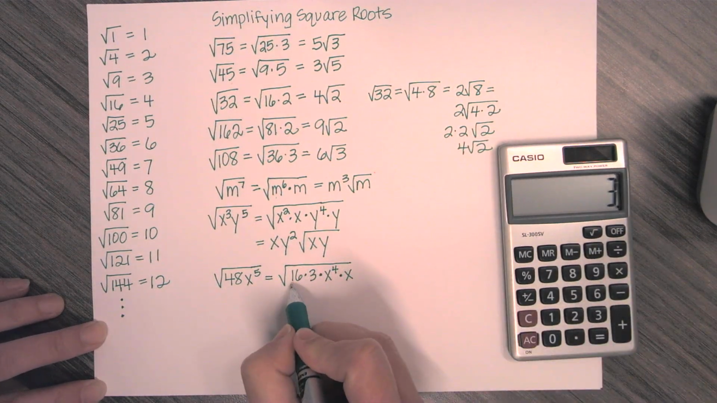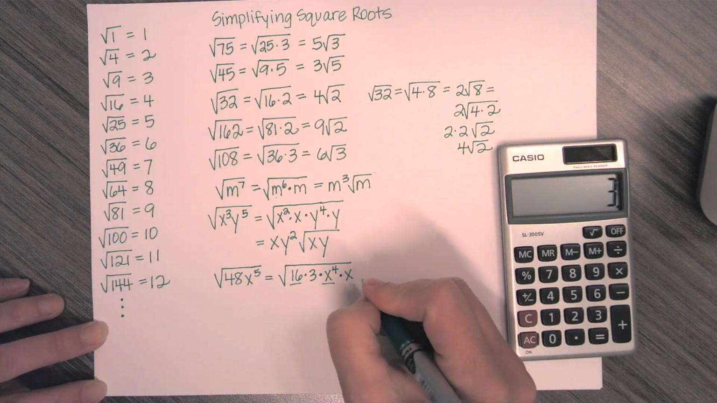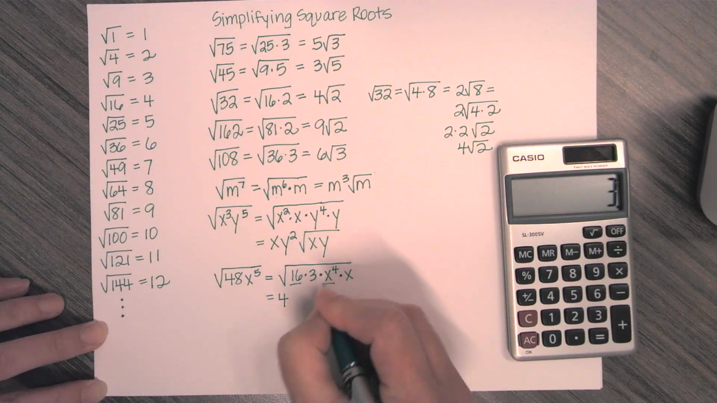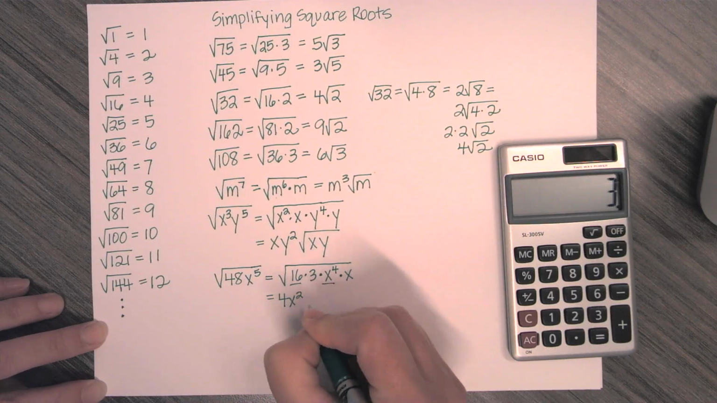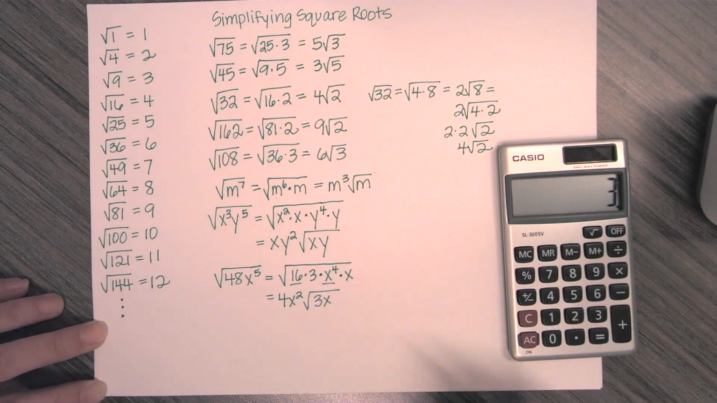Alright, now this is a perfect square and this is a perfect square. So those two we're going to take the square root of. Square root of 16 is 4. Square root of x to the 4th is x squared. What's left over underneath? 3x.